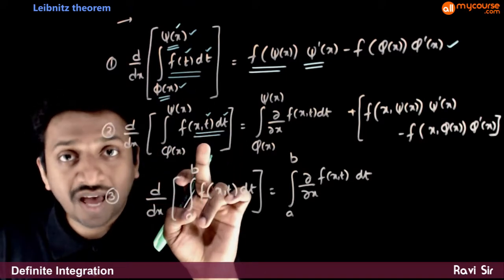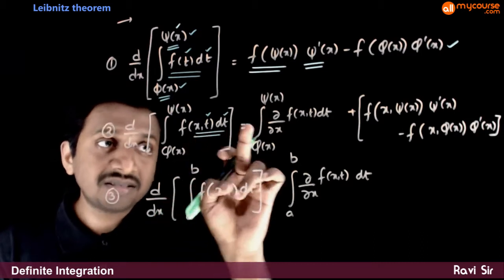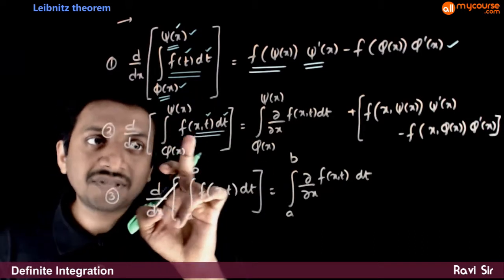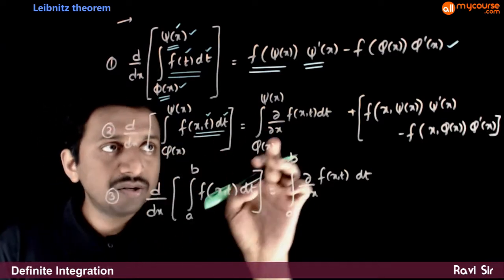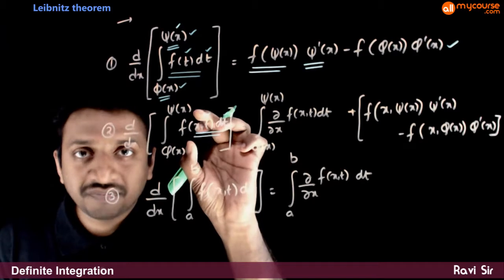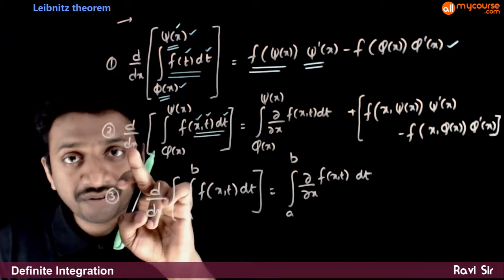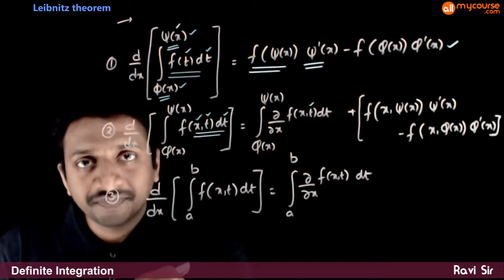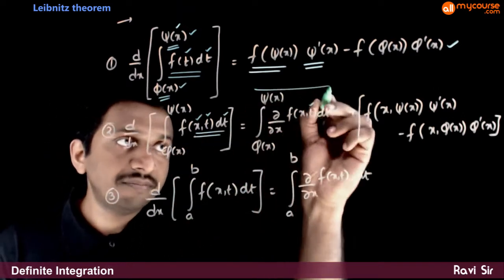d by dx of integration of phi of x to psi of x, f of x comma t dt, is equal to, the first term is integration phi of x to psi of x. This d by dx comes inside and becomes dou by dou x. So dou by dou x of this function. This is in terms of both x and t. So whenever you differentiate with x, you do the partial differentiation. That is assuming t as a constant.